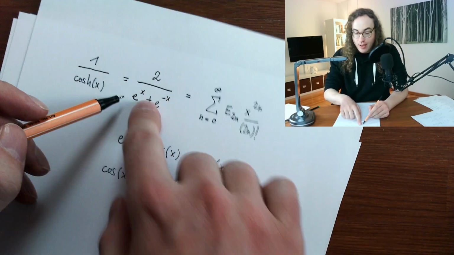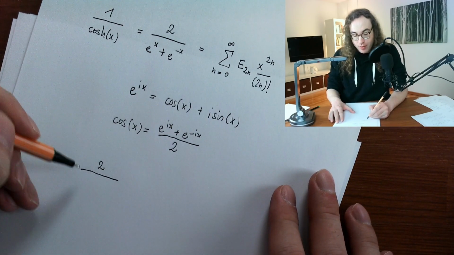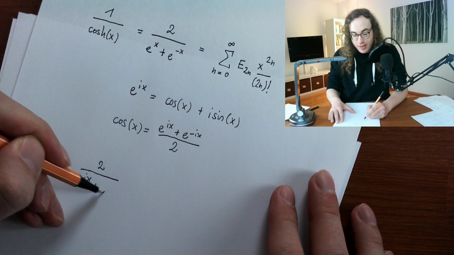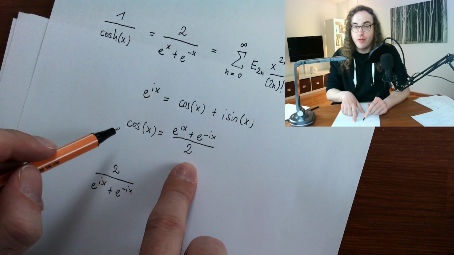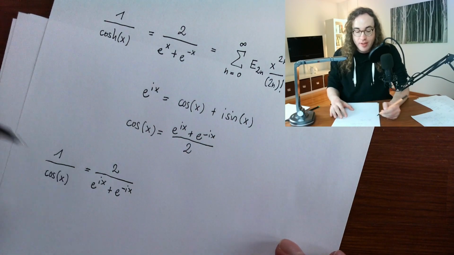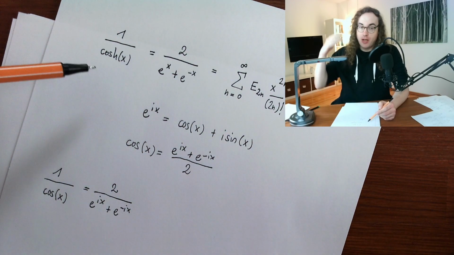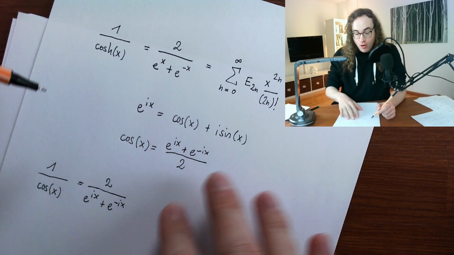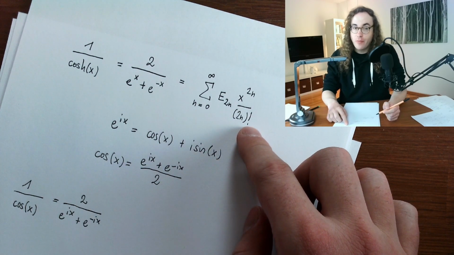So let's plug in i for x here, and then I get 2 divided by e to the ix plus e to the minus ix, which as we see is exactly the inverse of the cosine. So this is the same as 1 divided by the cosine of x. This is exactly the effect that the hyperbolic cosine is just the cosine rotated by 90 degrees in the complex plane. Okay, and now I plug ix into the right-hand side of this formula.